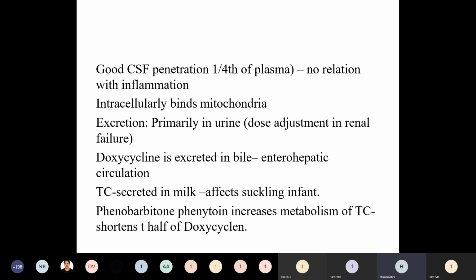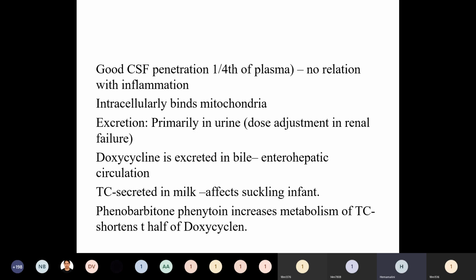So it has good CSF penetration, about 1/4 of the plasma concentration. It intracellularly binds to mitochondria. It is primarily excreted in urine. In renal diseased patients or renal failure, you have to do dose adjustments.